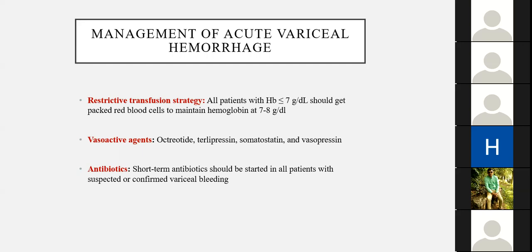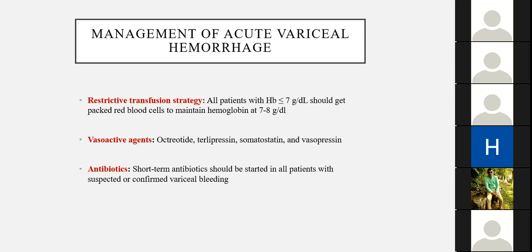Regarding the choice of what to use, terlipressin or octreotide, terlipressin is the most effective one. But suppose the patient has coronary artery disease, either he has had a stenting done or is on medical management, terlipressin has shown some side effects, in that they can have further aggravation of their cardiac condition. In those conditions, we prefer octreotide or somatostatin.